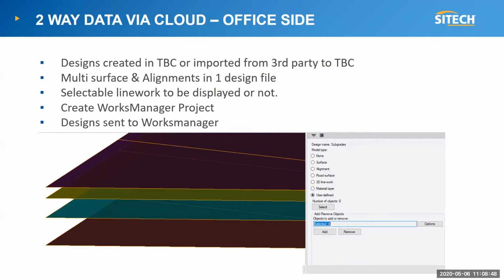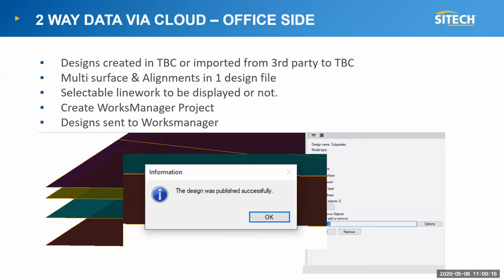I then say it's a model type. And in the past, if anybody's used to Business Center, we had 3D line work, road surfaces, that type of thing. We now have a new one called user defined. And that allows me to select surfaces, alignments, line work, all the important things that we need to be able to send out to machines. So in this case, I've selected the four surfaces. I click on add, and then I say I want to publish that to Works Manager. So that now goes into the cloud, into our Works Manager software in the cloud, waiting for the operator of the machine to download it.